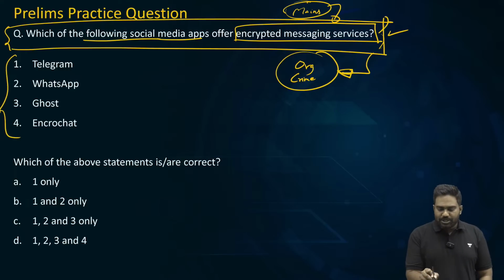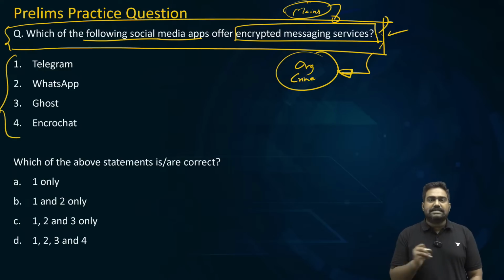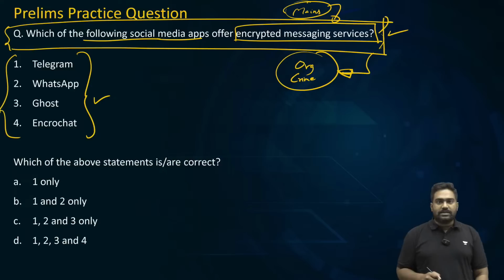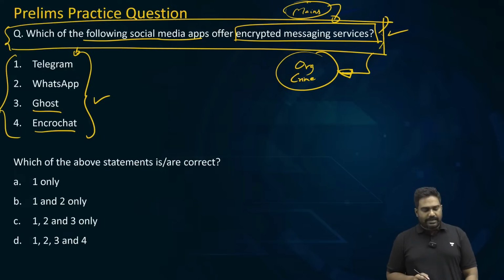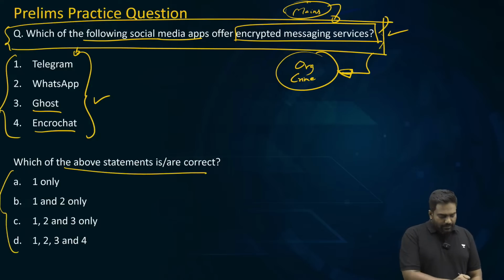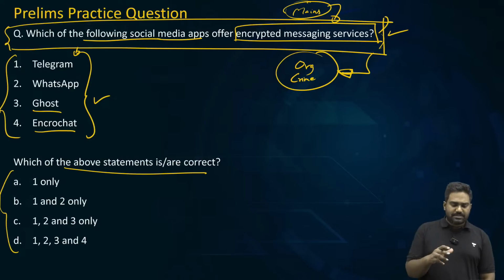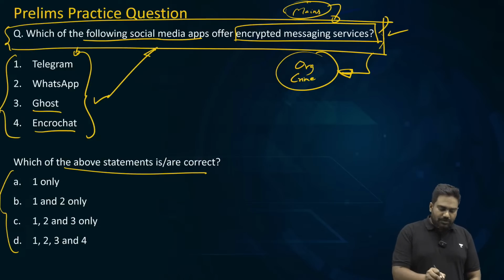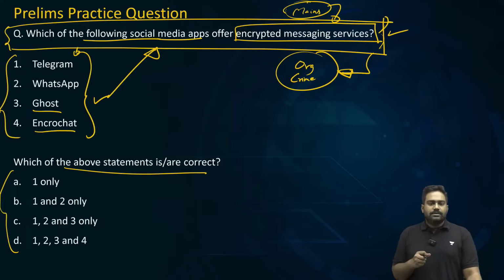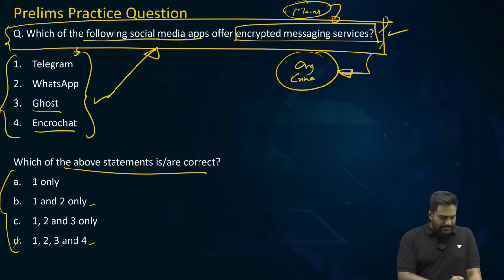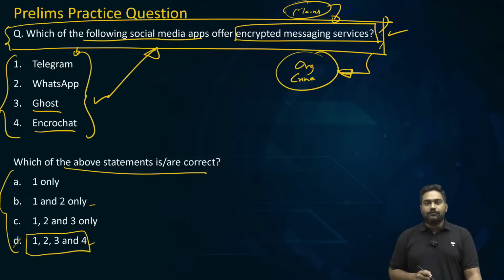Which of the following social media apps offer encrypted messaging services? Telegram, WhatsApp. I'm sure all of you use these popular social media platforms. And I have also listed Ghost and EncroChat. Now, can you tell me which of these social media apps, they're all messaging services essentially, which of them provide end-to-end encryption? That is the question. Some students are saying B, some are saying D. Okay, the correct answer is option D, all the four.